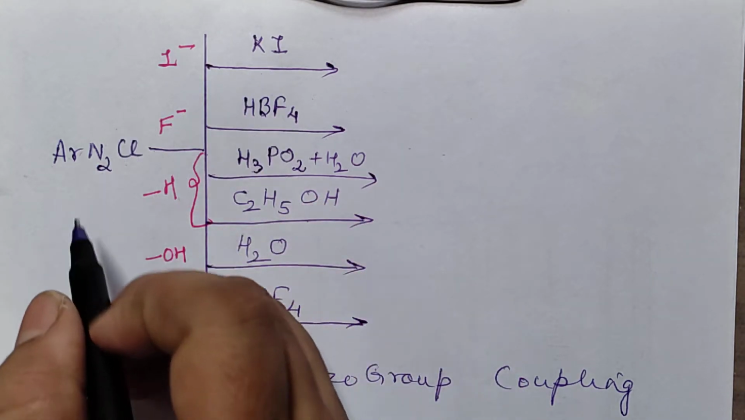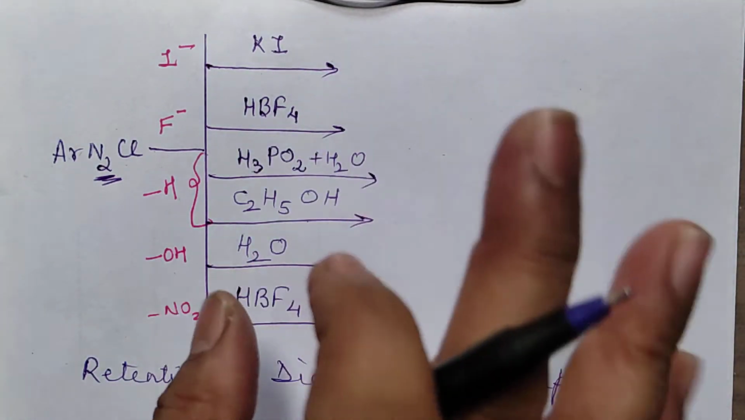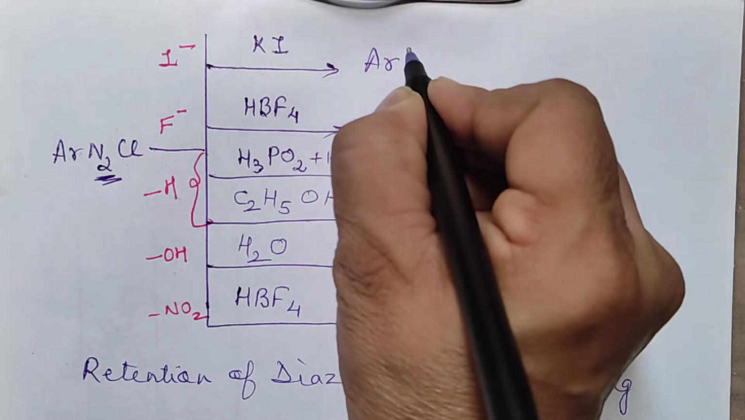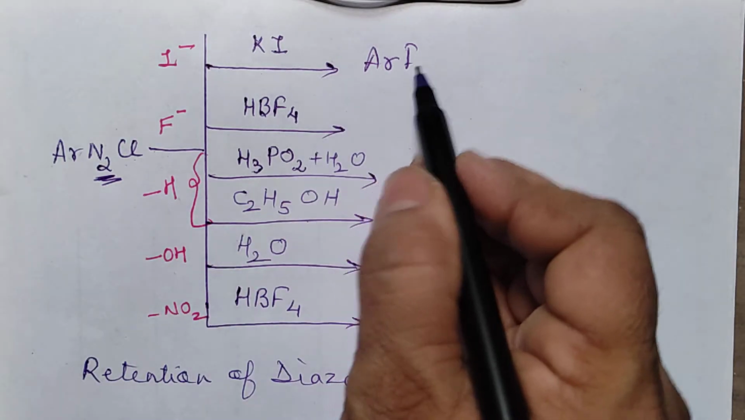Still we are continuing with the replacement. This is to be displaced out. This N2 should go away. In all, N2 will go away. This whole part will go away. So what we'll get here, you will get iodide. Means this whole part will be replaced by iodide.